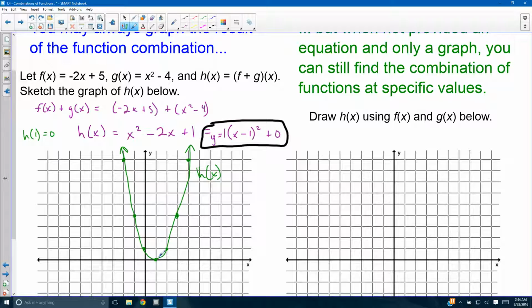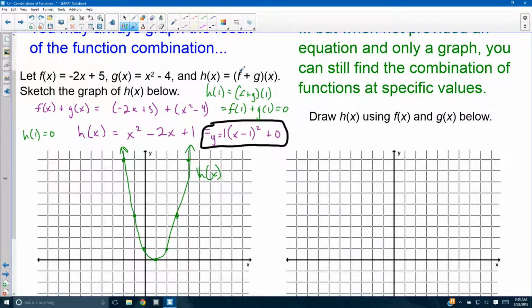That makes sense. Now, it's also the addition of whatever f of 1 is. If h of x is f plus g of x, then h of 1 must be f of 1 plus g of 1. Now, I'll be getting into this on this side in a moment here. But f of 1 plus g of 1 is negative 2 plus 5, that's positive 3, plus 1 minus 4, negative 3. 3 plus negative 3 is 0. So when I combine whatever f of 1 and g of 1 are, remember, these are y values. When x is 1, we get the y values of 3 and negative 3. When I add them, I get 0.